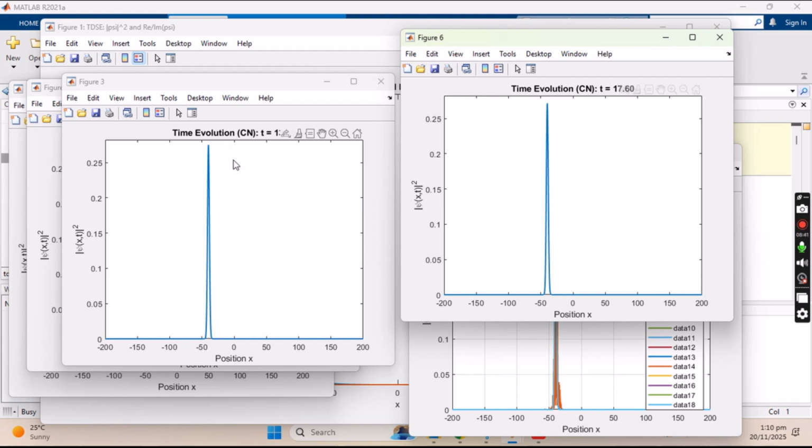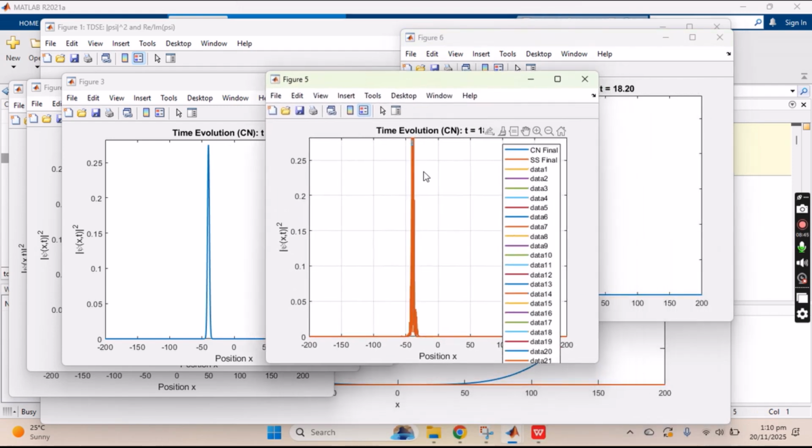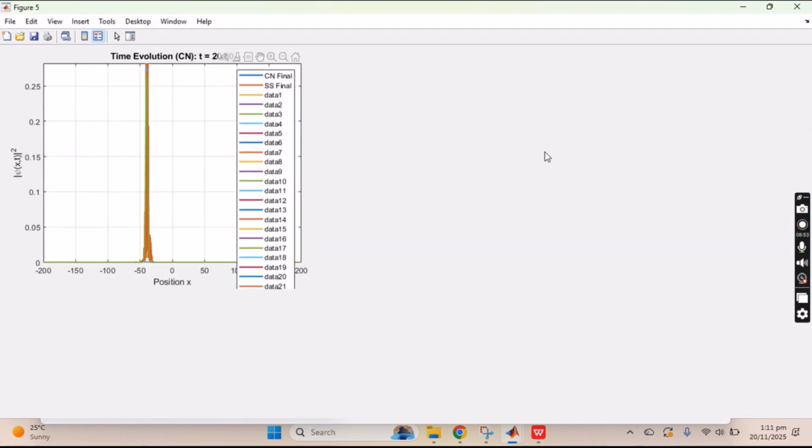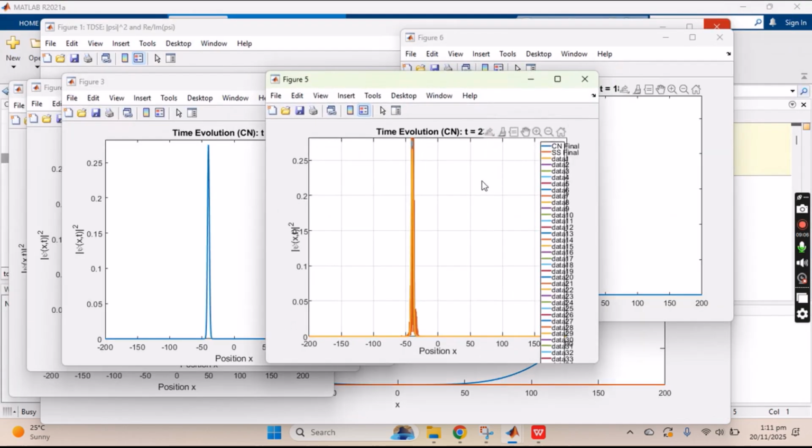So with the varying of time, the data is providing us different time scales with different output results accordingly. Let's see the output results of time evolution according to different time scales. Okay, so these are the output results accordingly.